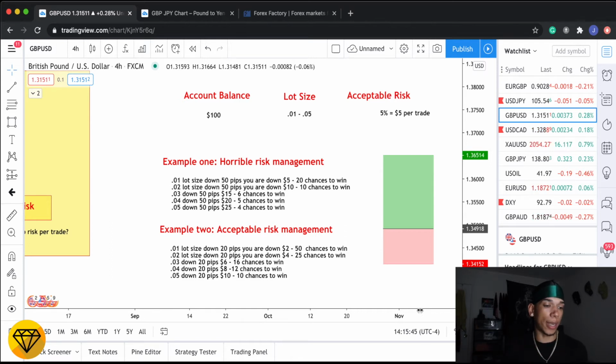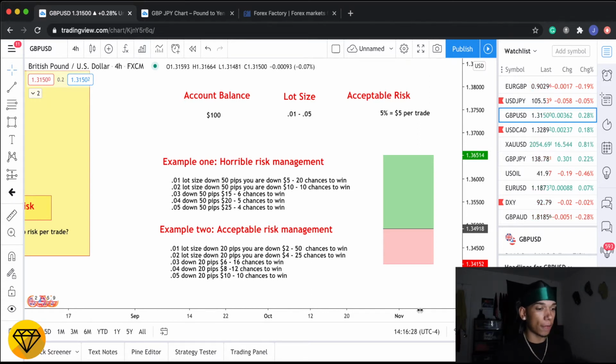On a 2-cent lot size, down 50 pips, you are down $10. Now your chances of being right dwindle down to 10. You have 10 chances to be right. A 3-cent lot size, down 50 pips, down $15. You have a little over 6 chances to be right, 6 point something. Again, 0.04, you're down 50 pips, you're down $20. Off of a $100 account, you're down $20, okay? That's a huge percentage of loss. You have 5 chances to win. 5 trades, 5 chances to win. If you do not win on any of those, you have blown your account.